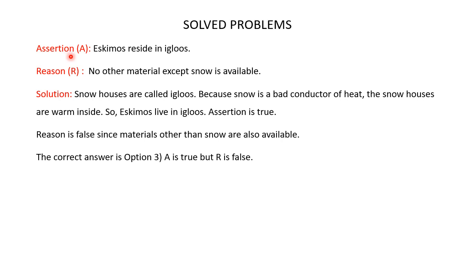Assertion. Eskimos reside in igloos. Reason. No other material except snow is available. Now snow houses are called igloos. Because snow is a bad conductor of heat, the snow houses are very warm inside. So Eskimos live in igloos.